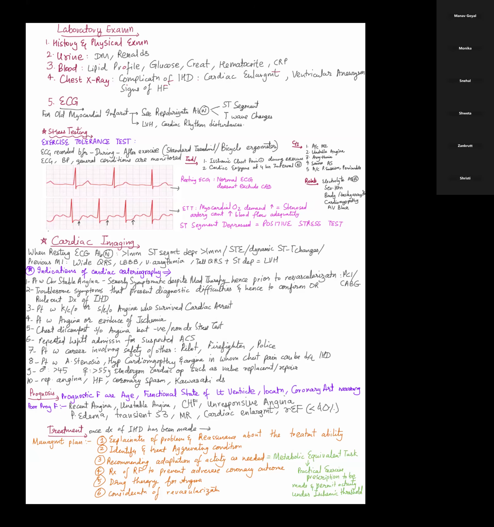Yes, thank you. Okay. Now, we will be discussing the management of ischemic heart diseases. First, we will take the history and do the physical examination, run the routine laboratory investigations like urine and blood examinations, urine for diabetes mellitus and renal diseases, blood for lipid profile, glucose, creatinine, hematocrit, and CRP levels. Chest X-ray is done to rule out any complications, cardiac enlargement, ventricular aneurysm, etc. And ECG is done.